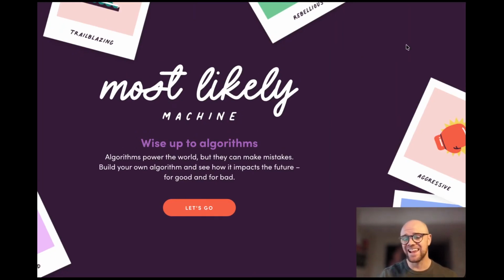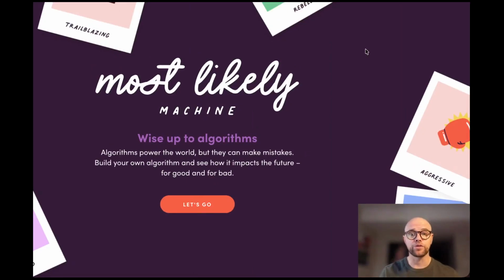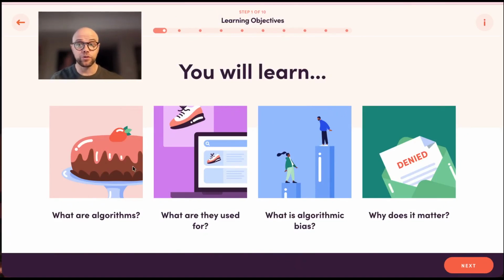I'm Cameron, and today we are diving into this most likely machine. A great little lesson where students build their own algorithm and see how it impacts the future, for both good and for bad. On this website, students will learn what algorithms are, what they are used for, what algorithmic bias is, and why it matters.